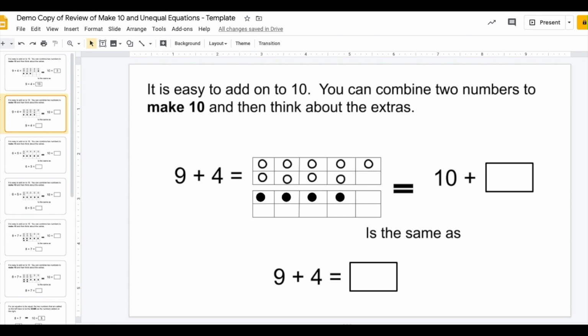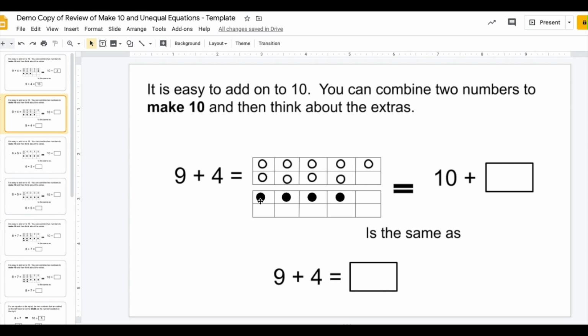So I want to take the time to go over some of these slides, and then I'm going to get you to do this activity on your own. Now, one of the mistakes I was noticing is that students were not moving the counters to make 10. Here we have 9 plus 4, and we have 9 white counters on the first 10 frame, and then 4 dark counters on the second 10 frame. To make 10, you have to move the counters from the second 10 frame to the first 10 frame.